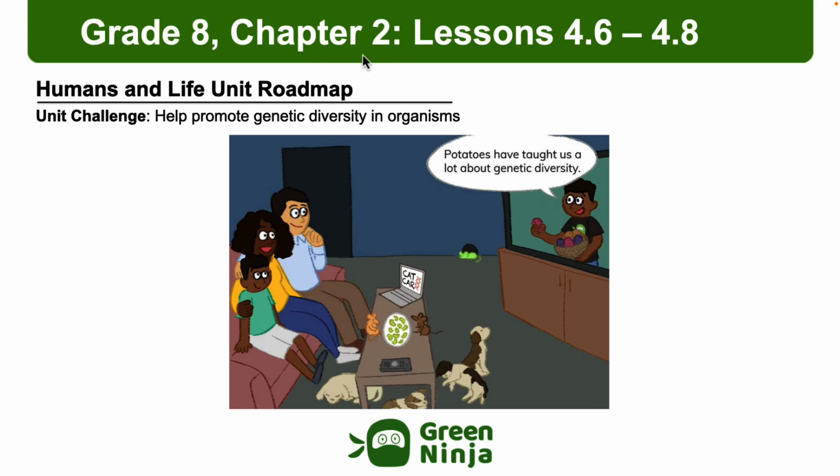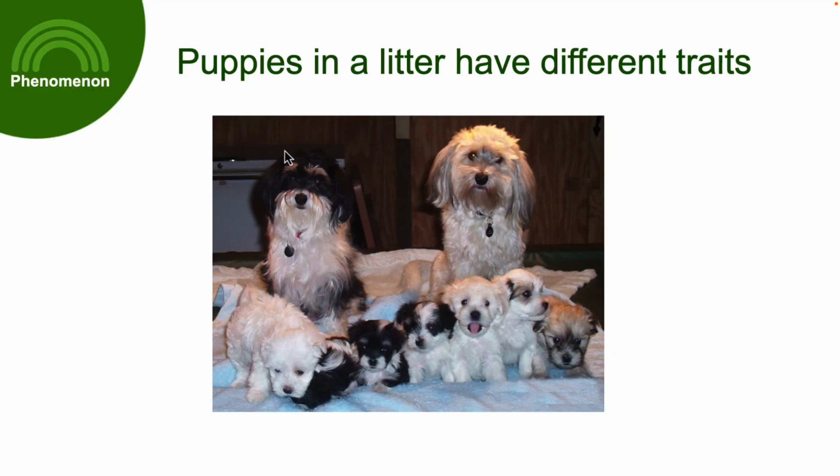In this chapter, we focus on the meaning of variation in human traits as well as other organisms, and how traits are inherited. When we look at this really cute picture of a dog family, we realize that puppies in a litter have different traits. How does that happen? That's our phenomenon for this chapter.